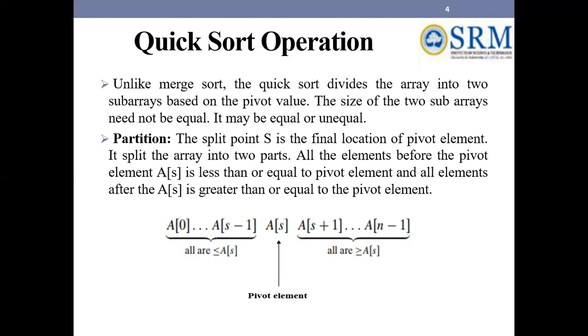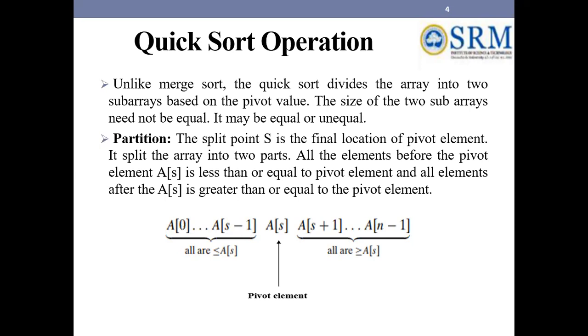So the pivot element splits the array into two parts. The two parts' sizes can be equal or unequal. But in the case of MergeSort, it divides the array into two equal parts. Here it is not like that. That depends on the pivot element. The size of the left subarray and right subarray can be equal or cannot be equal.